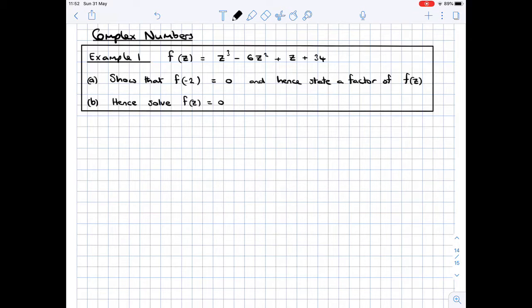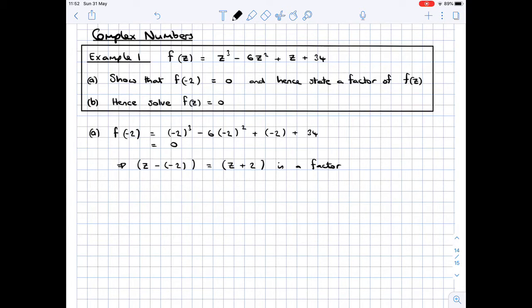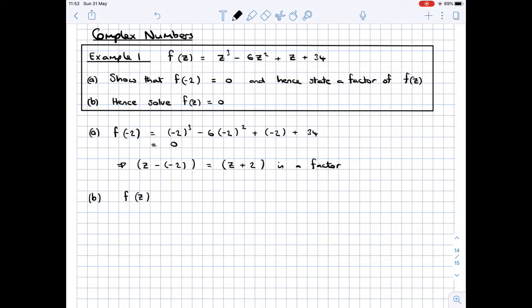Complex numbers. In this example, we want to show that f of minus 2 equals 0, and hence that z plus 2 is a factor. So let's fill minus 2 into our function. z cubed minus 6 times z squared plus z plus 34, filling in our minus 2 using our calculator, gives us 0. This then lets us know that z minus minus 2, which is equal to z plus 2, is a factor of the function.